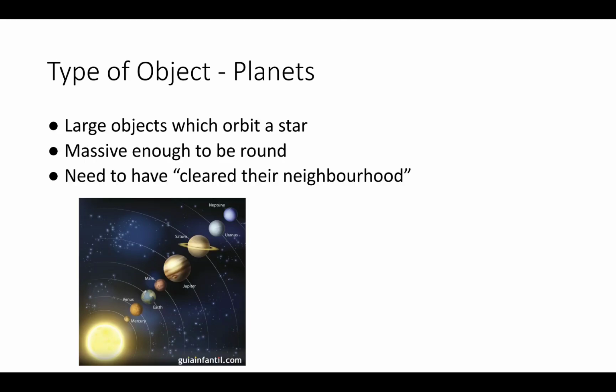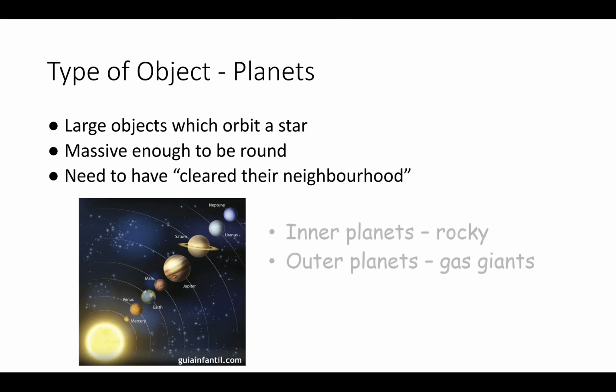So planets. Large objects which orbit a star, massive enough to be round, and need to have cleared their neighbourhood. So that's, obviously using gravity, pulling everything that's local into one distinct mass. So the inner planets are all rocky, and the outer planets are gas giants. So the inner ones are Mercury, Venus, Earth, Mars, and then the outer planets. You've got your asteroid belt after Mars, then it's Jupiter, Saturn, Uranus, and Neptune.